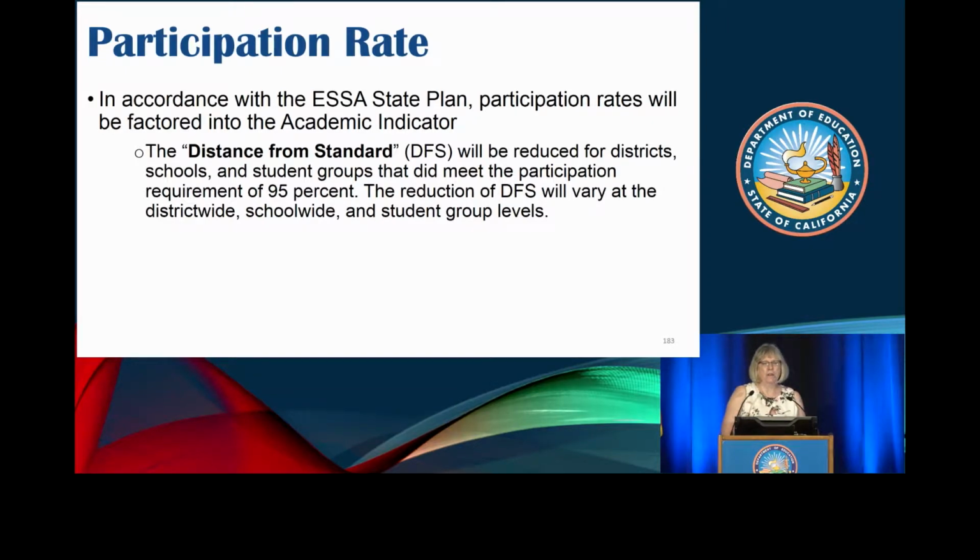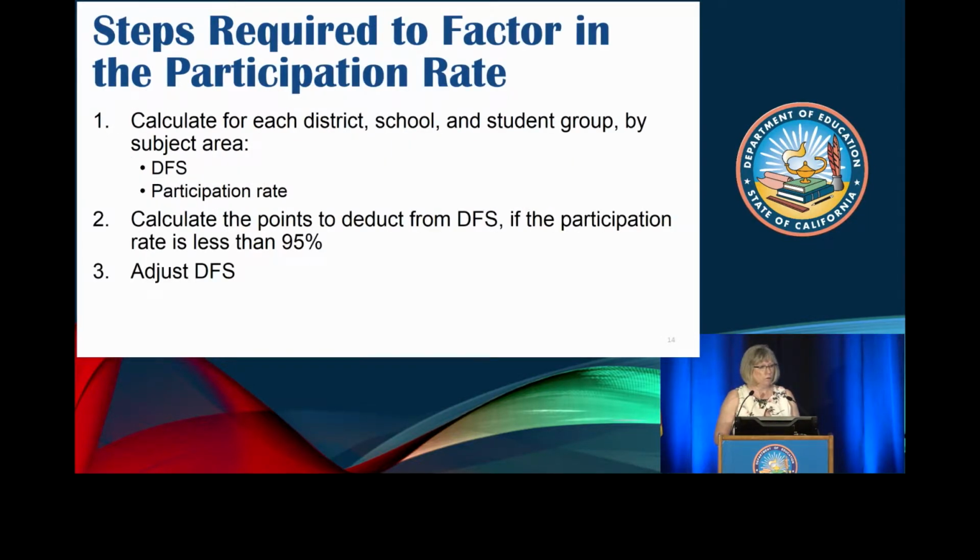And so the participation rate will actually reduce the distance from standard if it's not met. So if you don't meet the 95% participation rate for either the district, the school, or a student group, we will be adjusting your distance from standard. We get a lot of questions about this, so I'm going to go over just the few steps that we take in order to do this calculation.